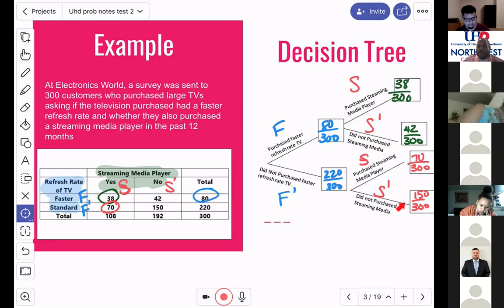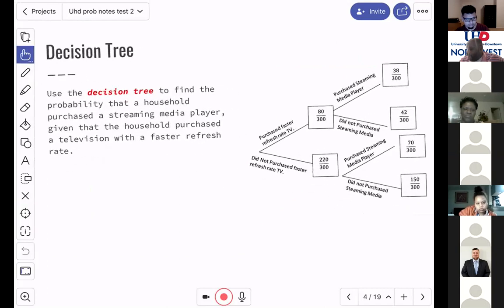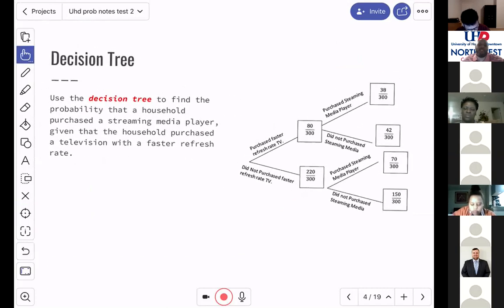Because the goal now is, when we set this tree up, we're going to multiply branches. All right, we're going to multiply branches. And so here's what I want to know now. Now that I have this tree set up, using the decision tree, I want to find the probability that a household purchased a streaming media player, given that the household purchased a television with a faster refresh rate.